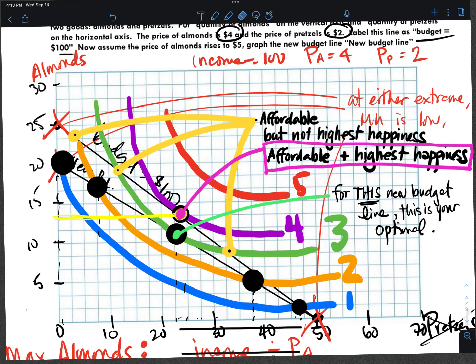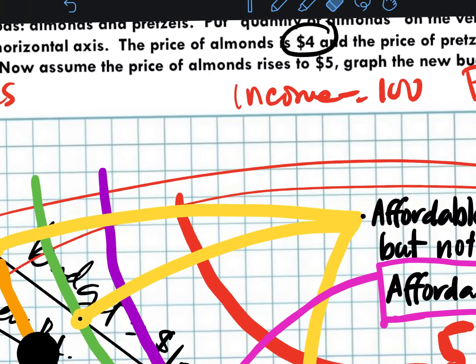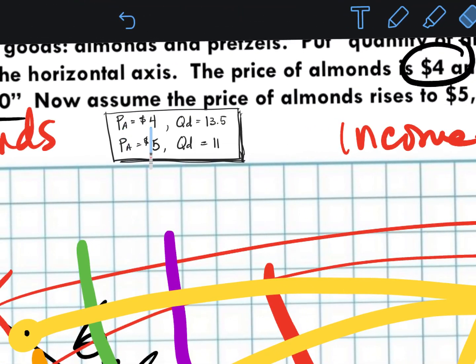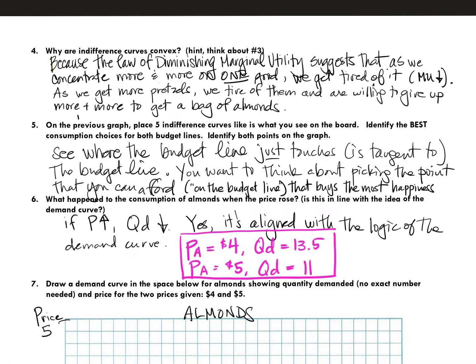When the price of almonds was 4, we consumed about 13.5. And on the new lower budget line, it looks like about 11. So let's take note of that. When the price of almonds was 4, we demanded 13.5, and when it rose to 5, we demanded just 11. Does that sound suspiciously like a demand curve? So let's bring that information into the next question.